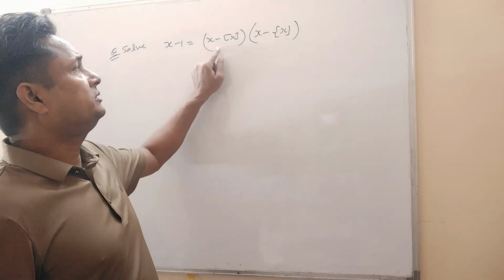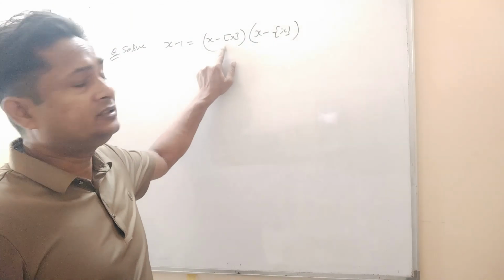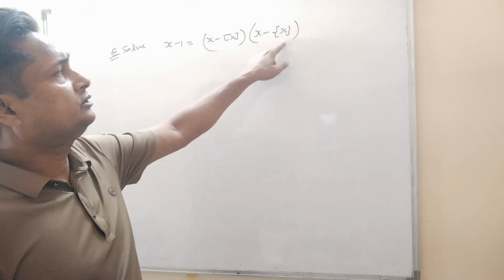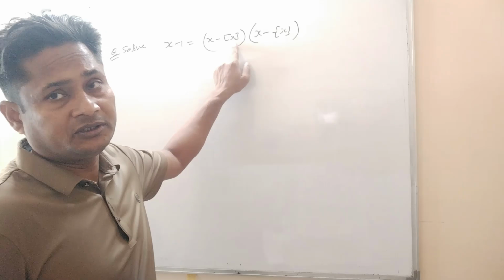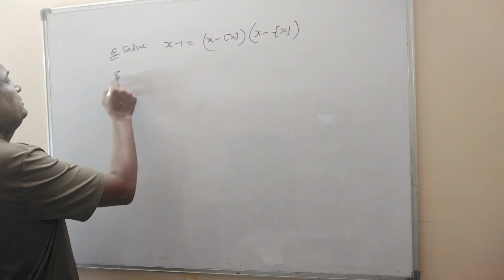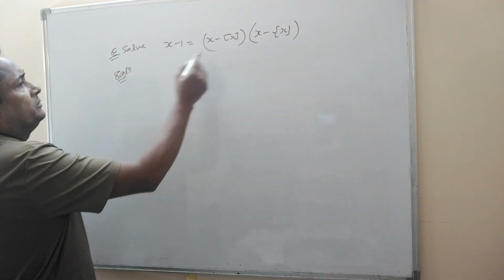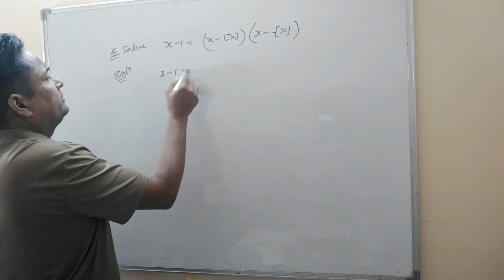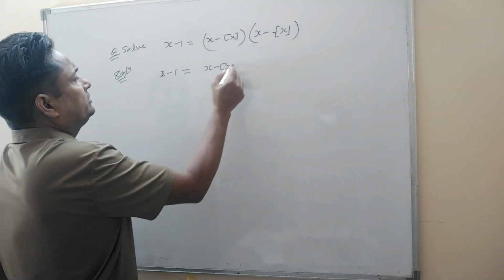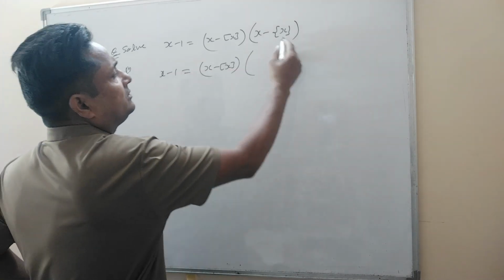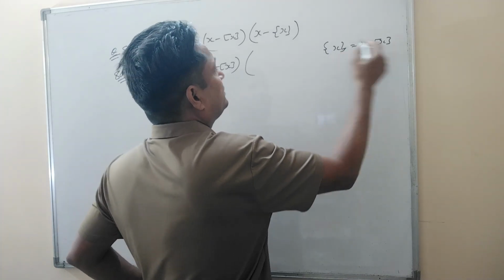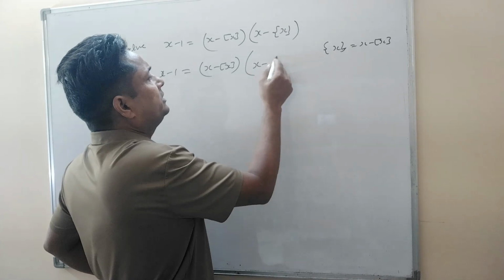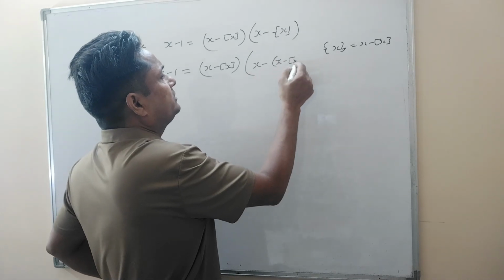x minus 1 is equal to x minus greatest integer x into x minus fractional function x. This is the fractional function, this is the greatest integer function. So how will you solve this question? Now x minus 1 will be equal to x minus greatest integer x. Now the fractional function x is what? x minus greatest integer x. Note it down here.